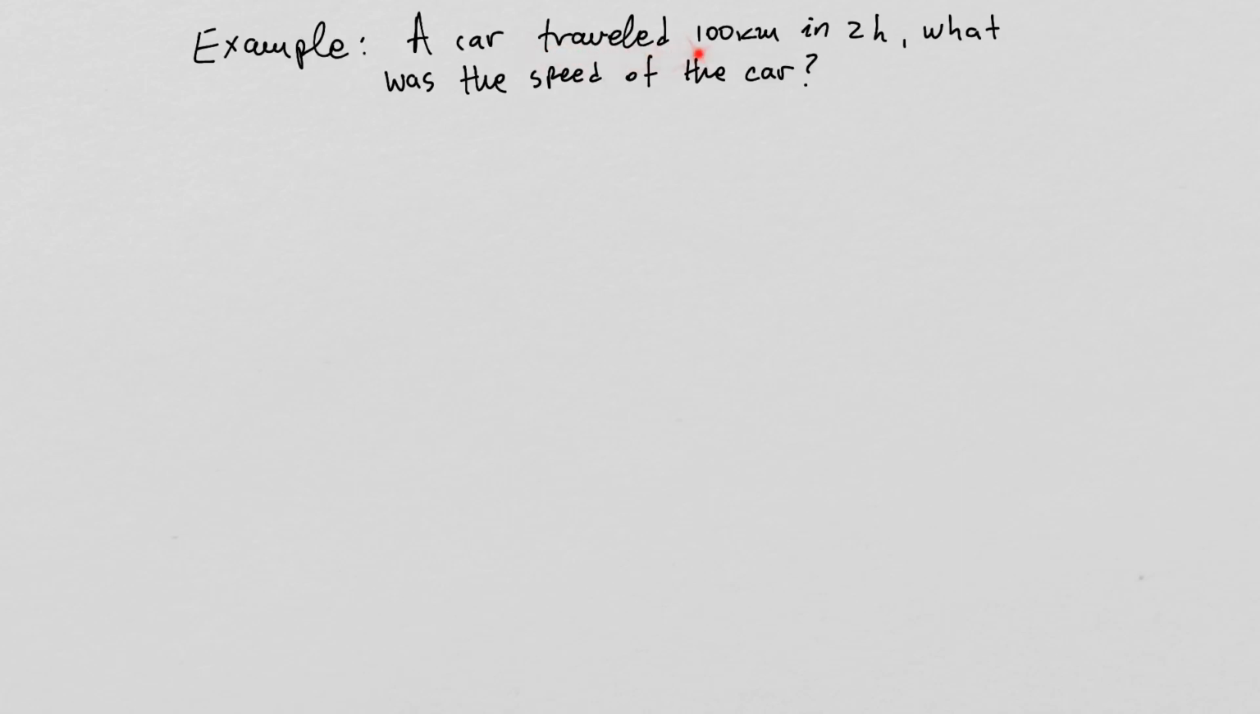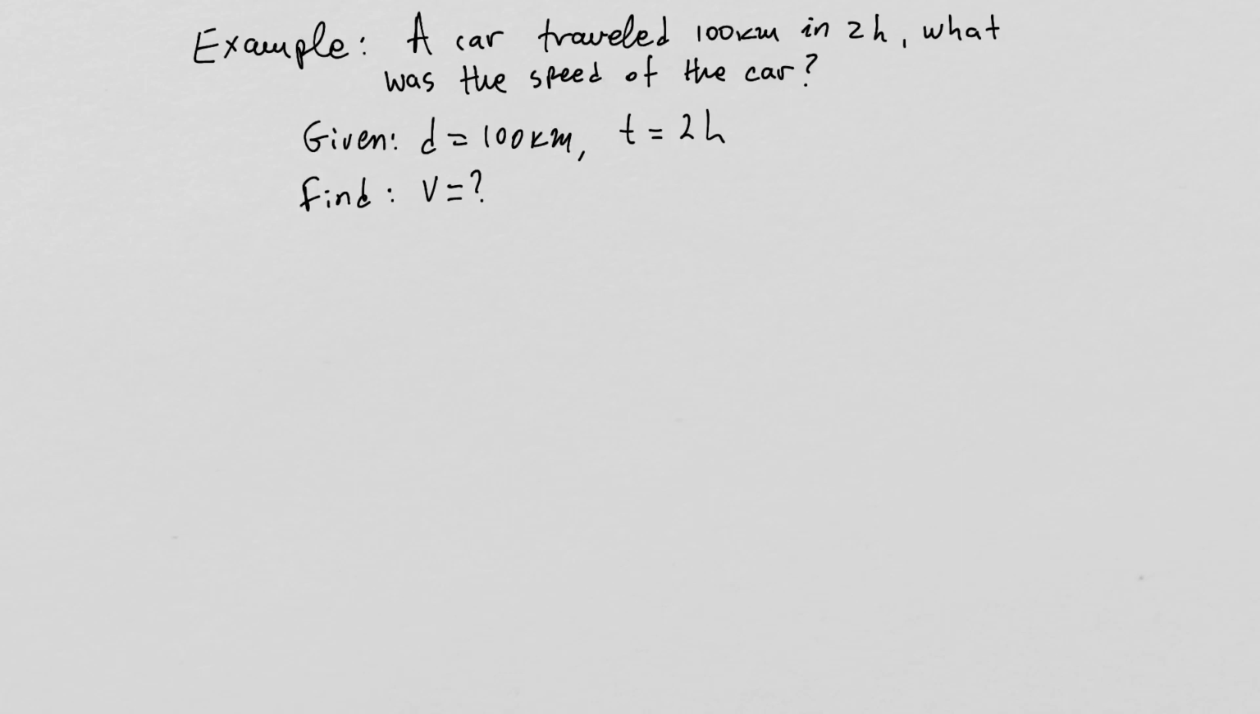A car traveled 100 kilometers in 2 hours. What was the speed of the car? So let's look at what we know from the statement of the problem. We know the distance that the car traveled. So the distance d is equal to 100 kilometers. And we also know the time of travel. So t is equal to 2 hours. What we're looking for is the speed of the car, v.